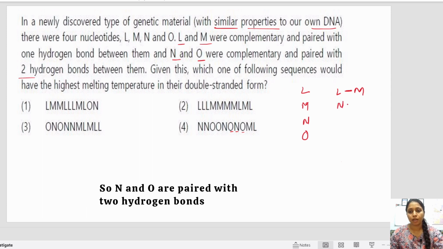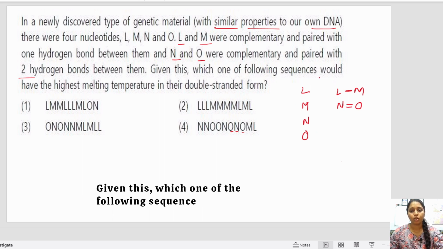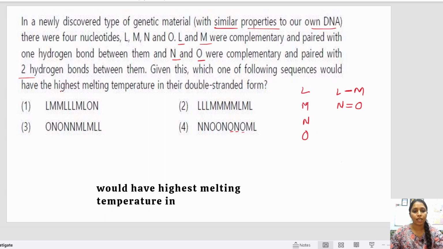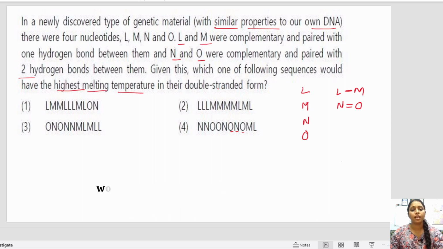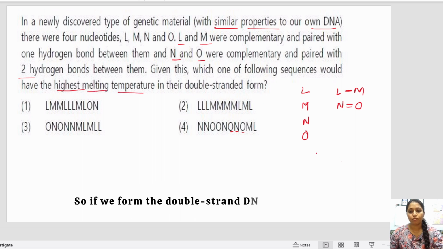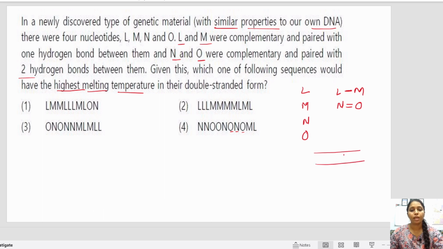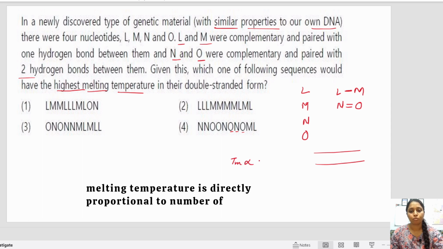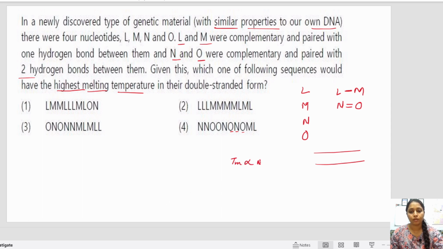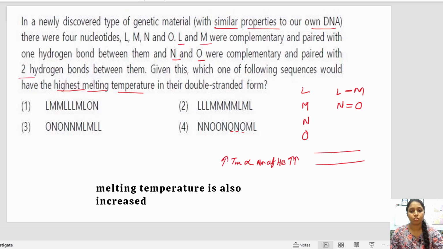So N and O are paired with 2 hydrogen bonds. Given this, which one of the following sequences would have the highest melting temperature in their double-stranded form? If we form the double-stranded DNA, the melting temperature depends upon the number of hydrogen bonds. Melting temperature is directly proportional to the number of hydrogen bonds. If hydrogen bonds are increased, melting temperature is also increased.